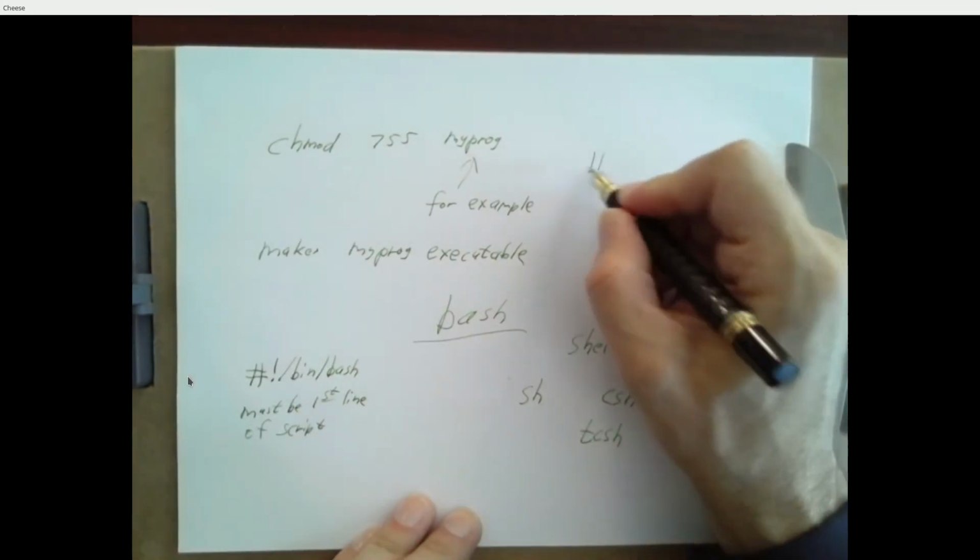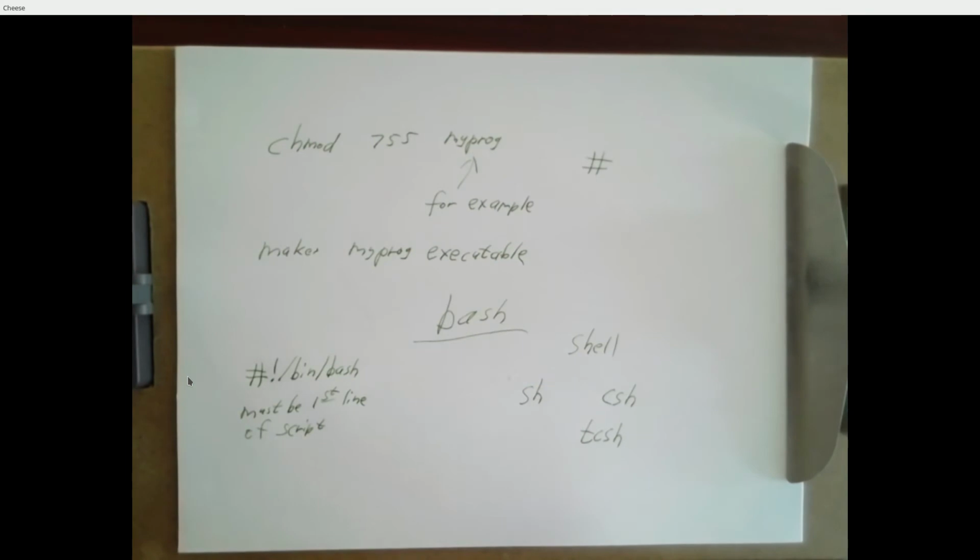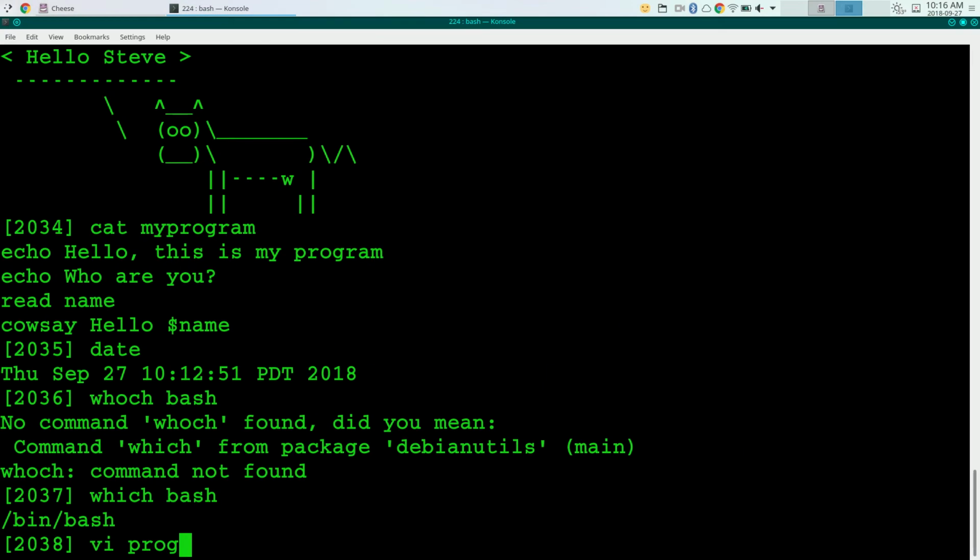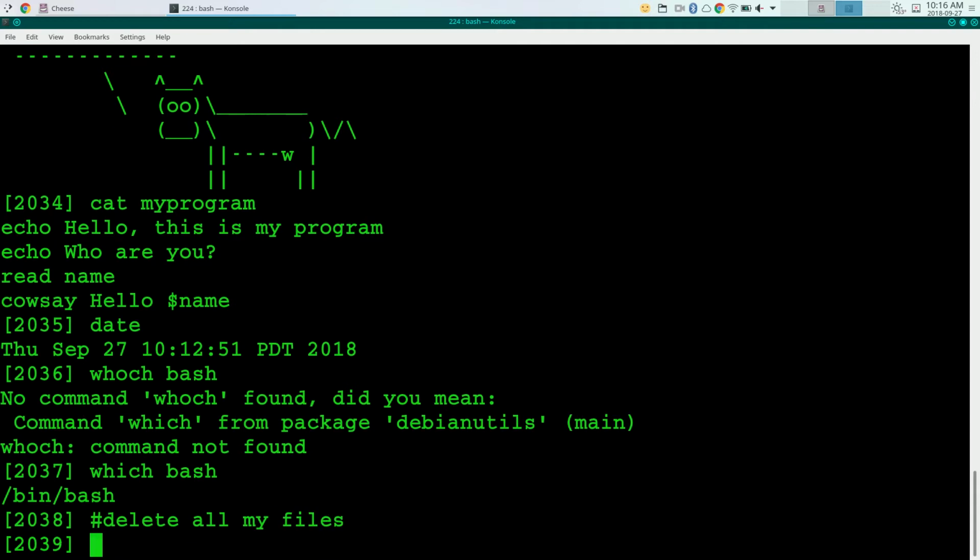So a number sign is just a comment. Okay, it's like a // in C. It says ignore everything else on this line. So I can say number sign delete all my files, right? And it's just a comment. It's not paying any attention to what comes after that.